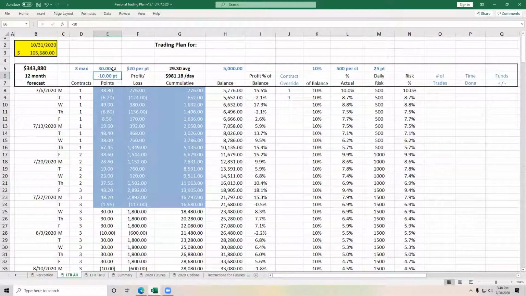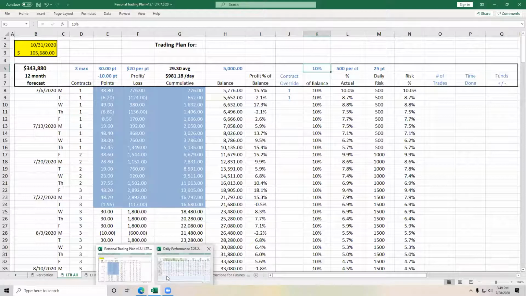So based on forecasting 30 points a day for winning days and minus 10 points for losing days, and based on maxing out at 3 contracts, we could earn $343,000 over this 12-month period starting July 6th. So I think that's a pretty solid number, considering we're starting with $5,000, and of that $5,000, we're allocating 10% of our account balance towards opening contracts. And as the account grows, the trading plan will help us determine when to increase, when to scale the number of contracts that we want to trade.